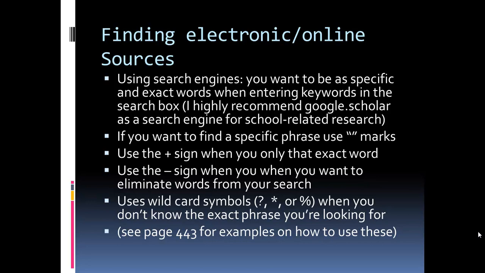If you want to find a specific phrase, use quotation marks when typing in that phrase. Use the plus sign when you only want that exact word found in your search. Use the minus sign when you want to eliminate words from your search. Use wildcard symbols when you don't know the exact phrase you're looking for. You'll want to see page 443 for specific examples on how to use these particular symbols in your search.